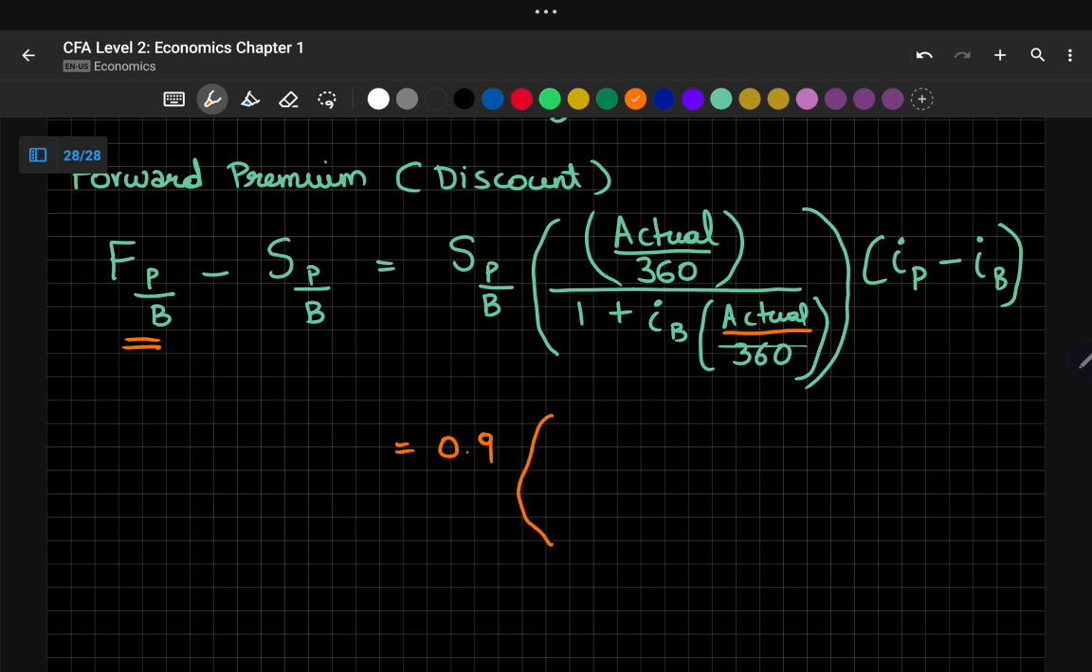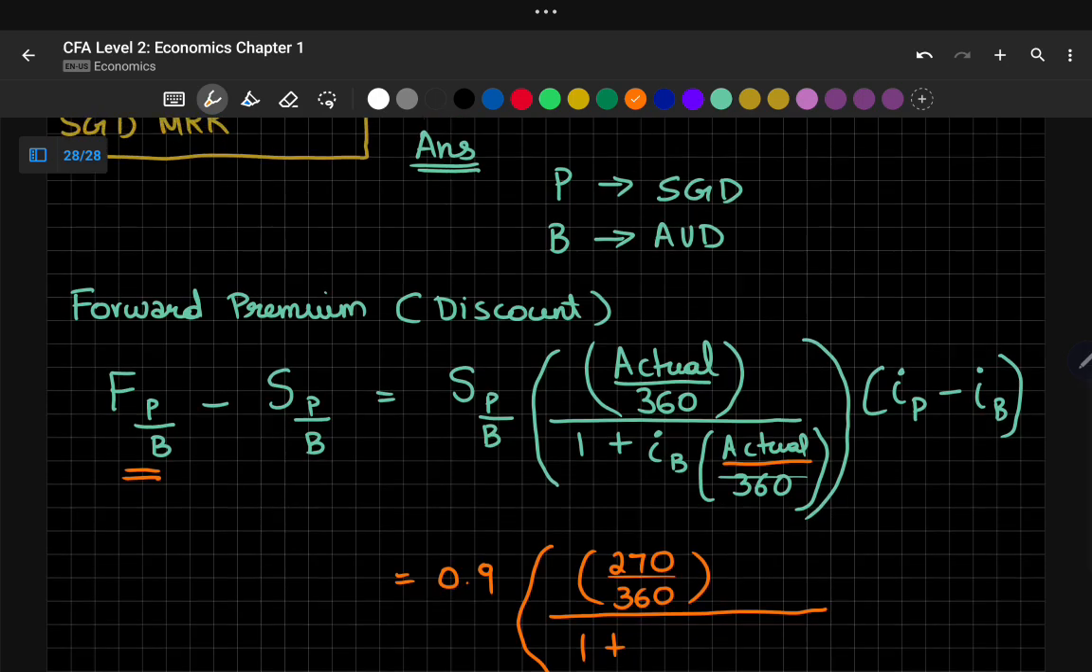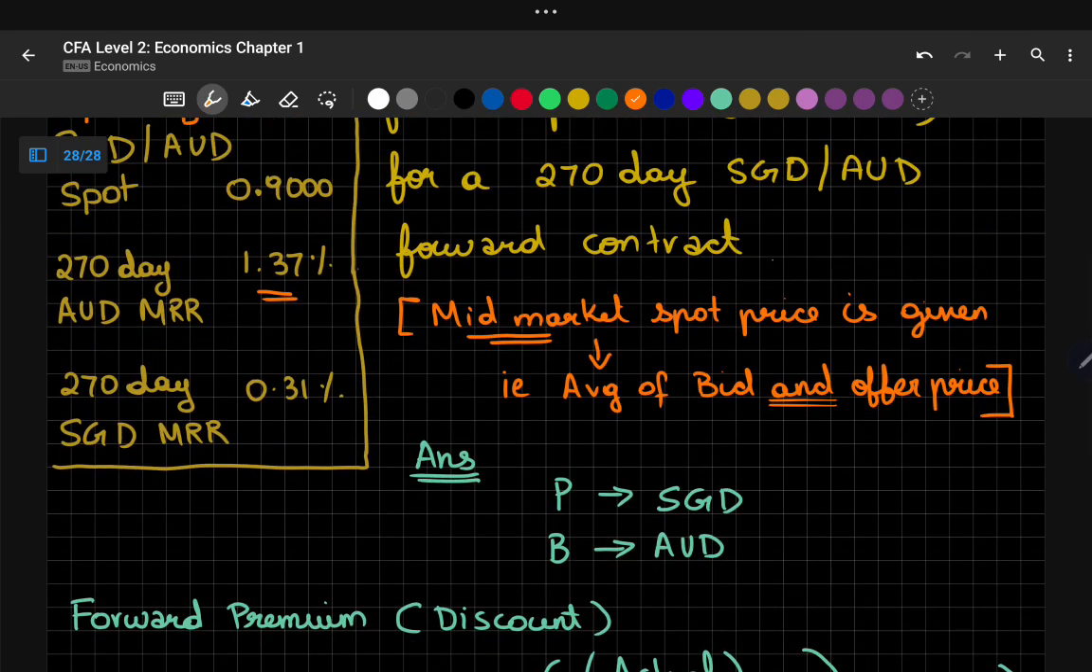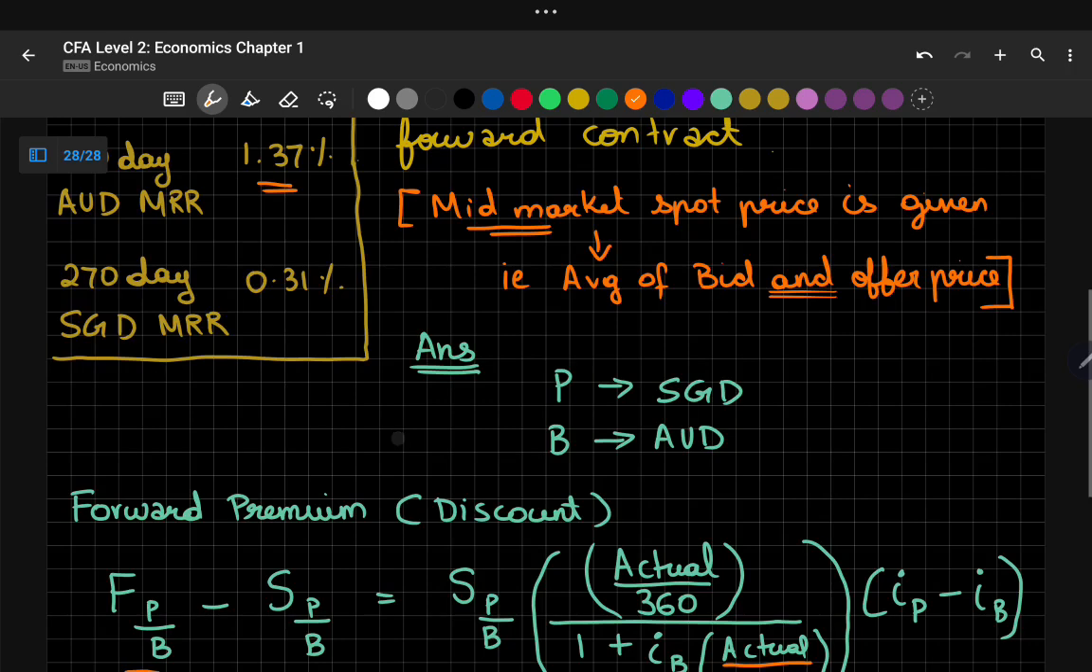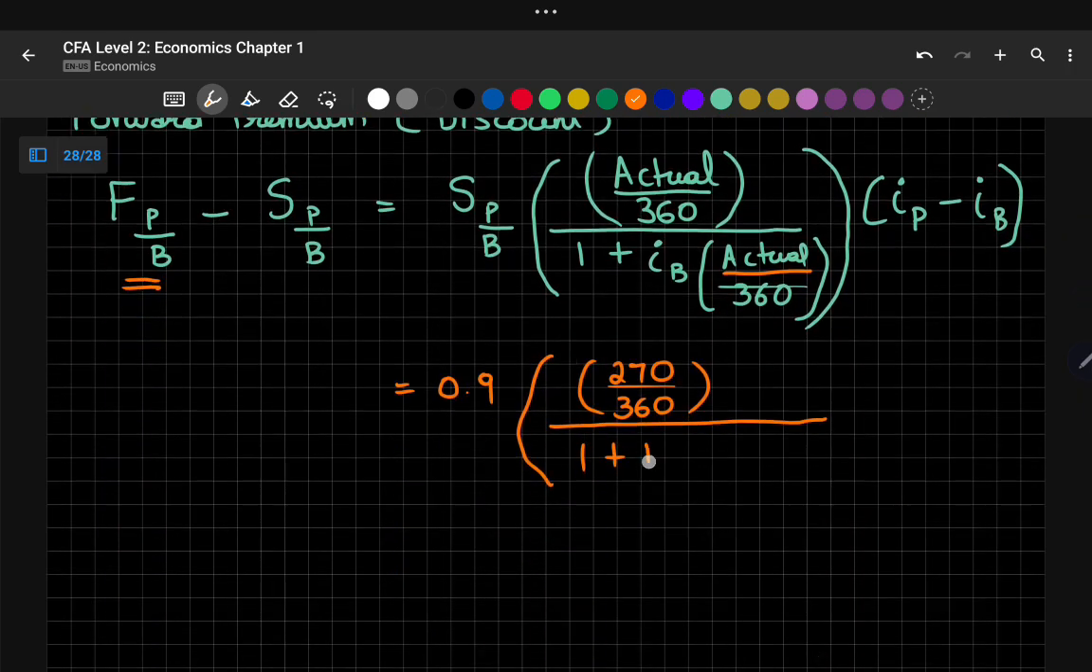into actual. What is the time duration? 270 days to 360, the whole divided by 1 plus the risk-free interest rate of AUD. The risk-free interest rate of AUD is 1.37%. So 1.37 divided by 100, because it is in percent format, by 270 by 360 into 270 by 360.